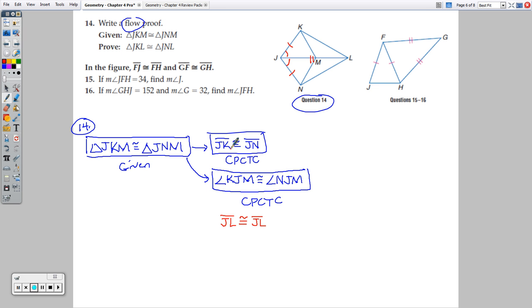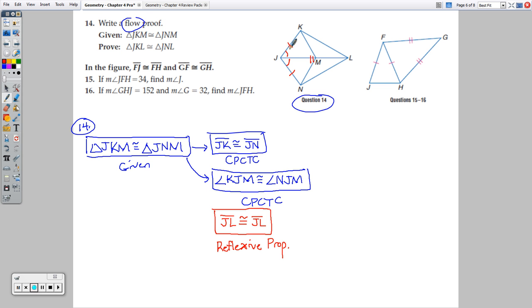And this stuff, really I had meant to write that in red, but we'll just leave it there. I think we're okay with that, I hope. So JL is congruent to JL. This is a totally separate idea. Nothing that was given is leading me to believe that. Just the picture is leading me to believe that this has to be true. So the reflexive property tells me that JL has to be congruent to itself.